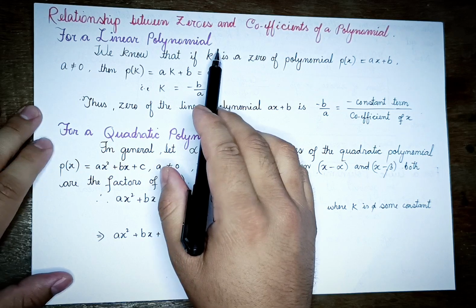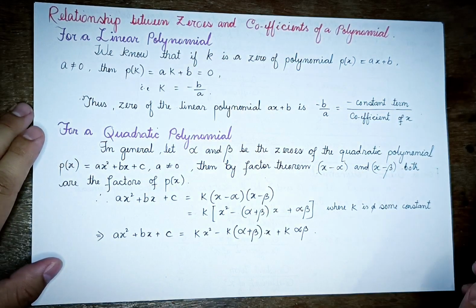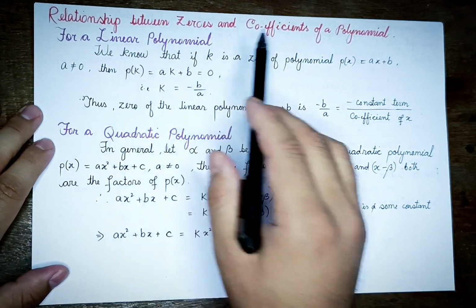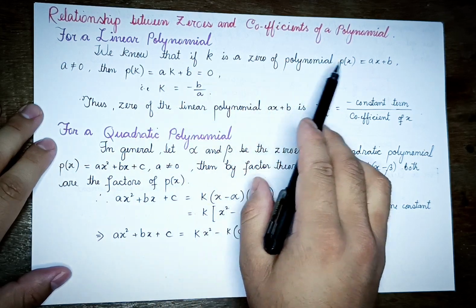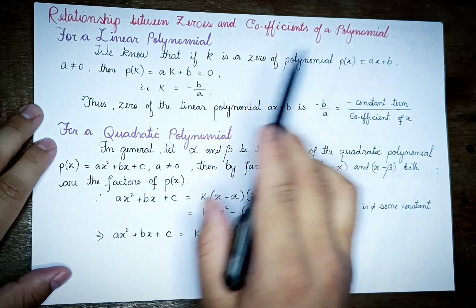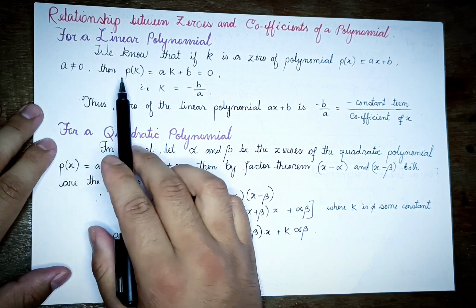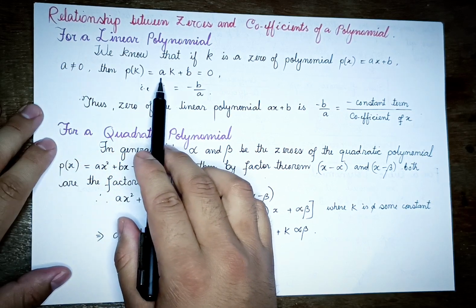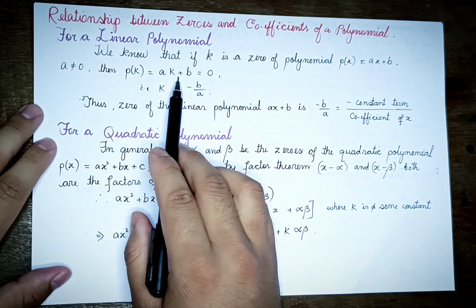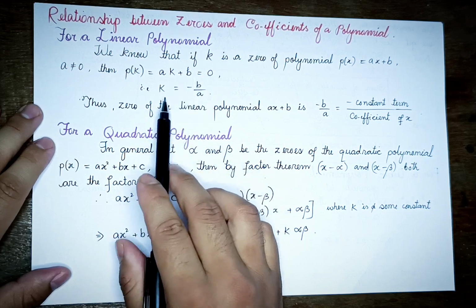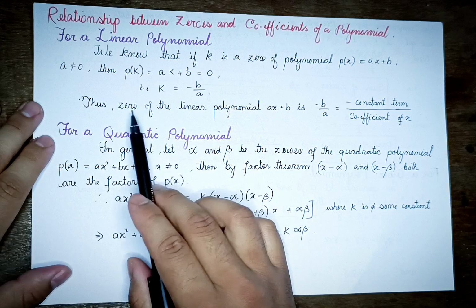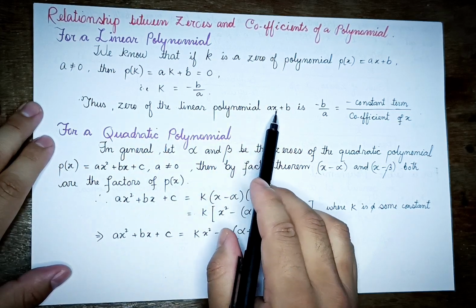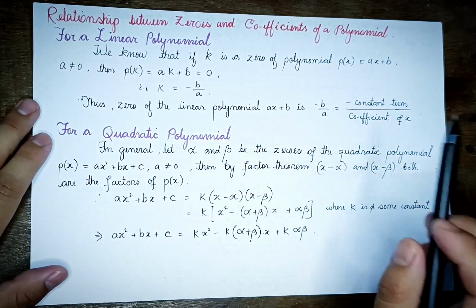What are linear polynomials? If the polynomial has degree 1, then it is known as a linear polynomial. We know that if k is a zero of a polynomial p(x) = ax + b, where a is not equal to 0, then p(k) = a·k + b = 0. Then the value of k is -b/a. So the zero of the linear polynomial ax + b is -b/a.